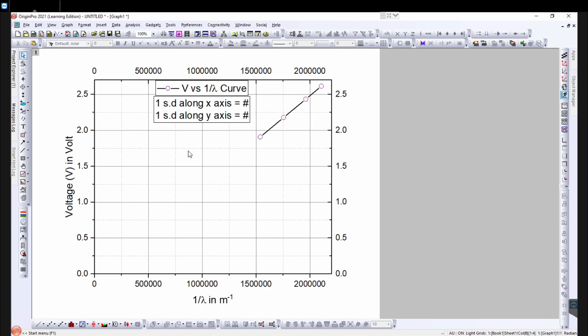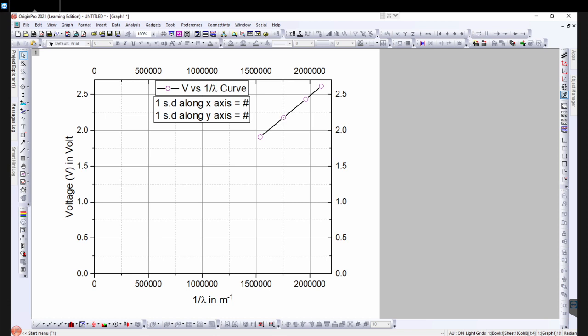This is the voltage axis, this is the 1 by lambda axis, and this is the name of the graph, V versus 1 by lambda curve. You have to mention the one smallest deviation along the x-axis and one smallest deviation along the y-axis. As we mentioned, this is in volt, so you have to mention volt on the y-axis and meter inverse on the x-axis. Now about the scaling in the upper portion, you need not mention it; you have to mention only the left and the bottom ones. Wherever you get this, you just give a tick on that one also.